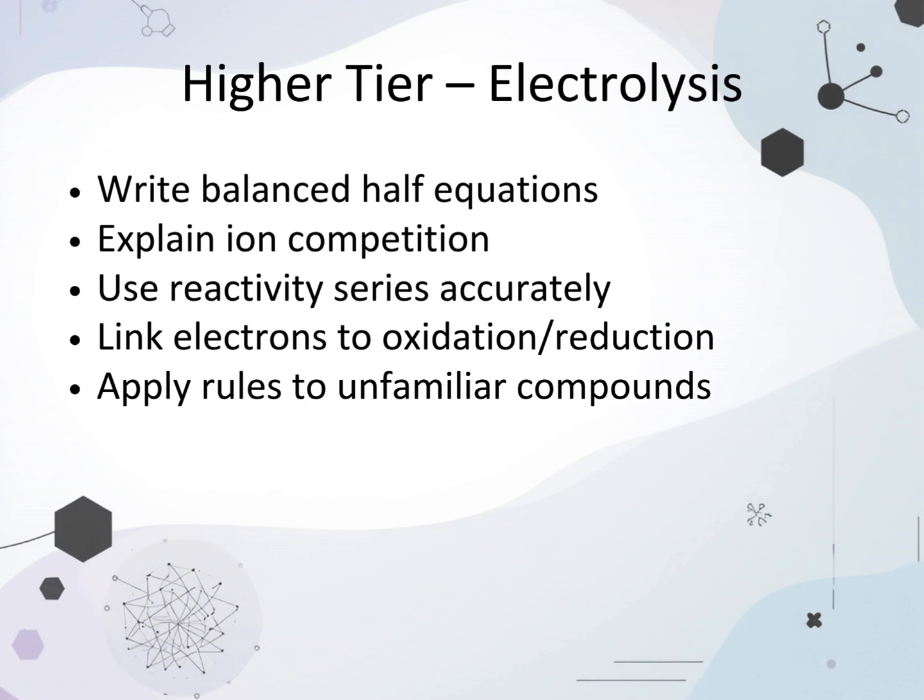Now there are certain extra things. If you're doing foundation, you might want to stop here. But for higher tier electrolysis, there are certain things that you also need to understand, guys, and you should be able to explain. You need to be confident with half equations, like hydrogen at the cathode will be 2H+ + 2e- with an arrow H2. So you need to learn the half equations. And electrons on the left is reduction, electrons on the right is oxidation.